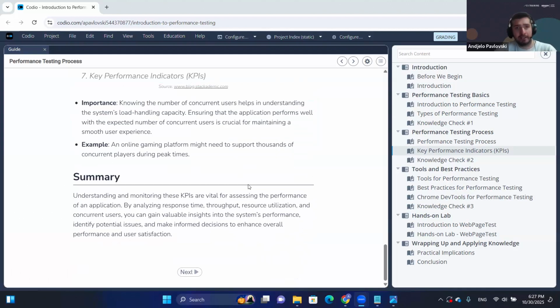Do we have any questions regarding the KPIs? Again, I know it's a bit more information to take in, but I promise once we practice a bit, it all becomes a bit more clear.